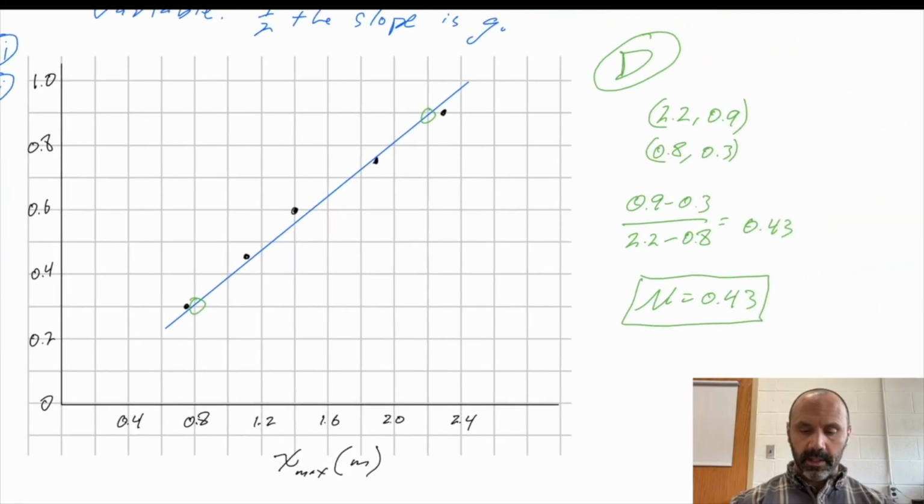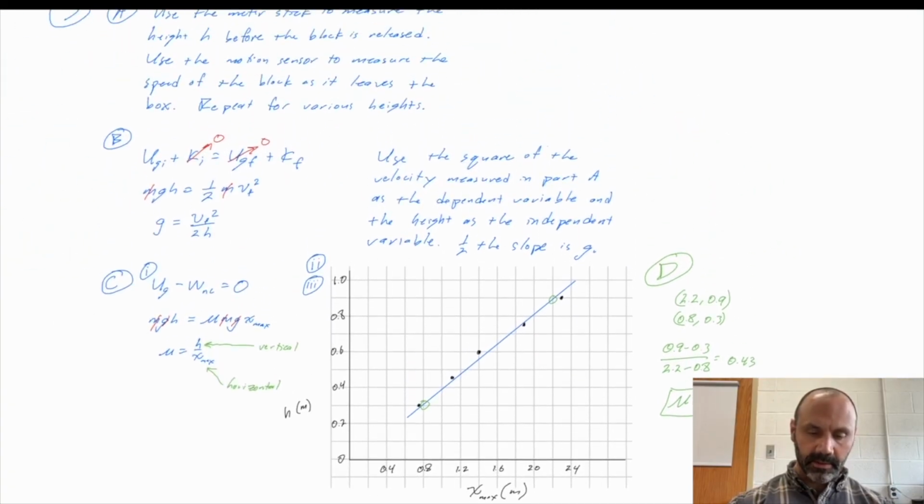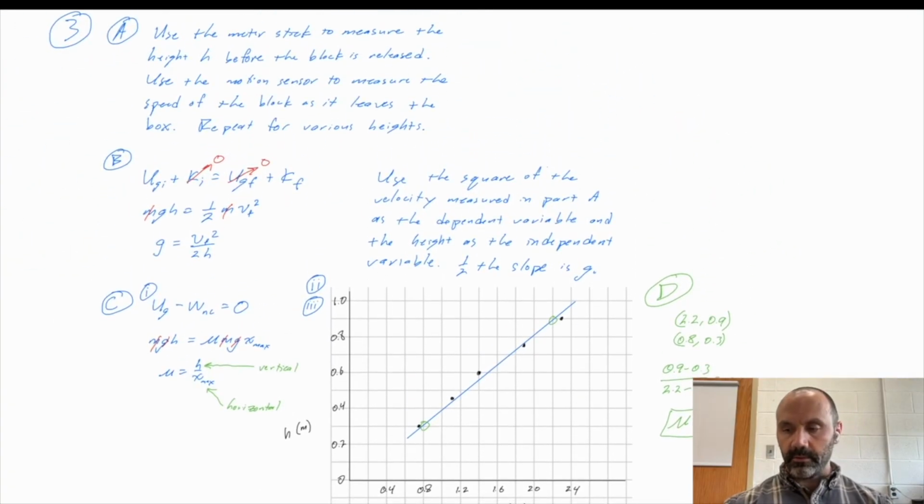And then D, now I have to use the slope to calculate the coefficient of kinetic friction. And so I find two points that are easily identifiable, pretty close to those grid line intersections. And so here's this point, here's this point. Now I use the slope formula, and when I do that calculation, I get 0.43 as the coefficient of kinetic friction. So experimental design, data analysis, standard fare for an AP Physics test.